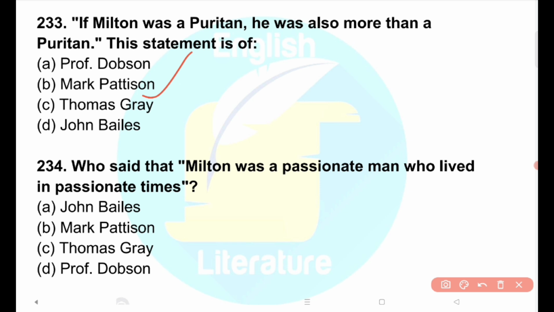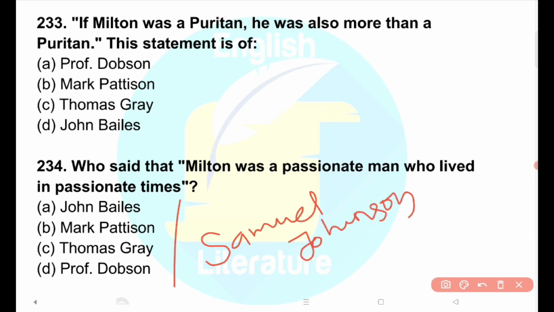Who said that Milton was a passionate man who lived in passionate times? Option D is Samuel Johnson. The phrase is most commonly attributed to Johnson, who wrote about John Milton in his Life of Milton.